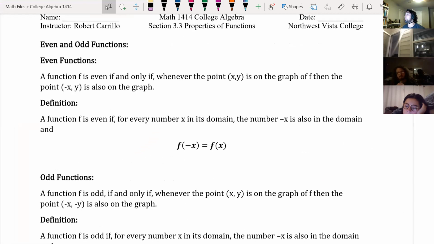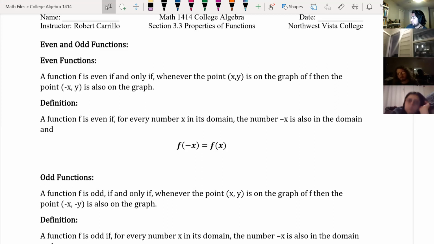Section 3.3 is about the properties of functions. So we're first going to start off with learning what an even function is and an odd function is. To be an even function means you are symmetric about the y-axis. This means you can reflect any points over the y-axis. So if you have a point (x, y) and reflect it over the y-axis, you would have the point (-x, y) as well. So an even function graphically is symmetric about the y-axis.